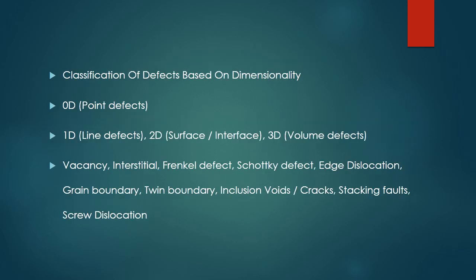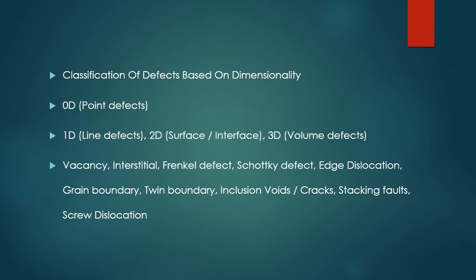These defects are classified in terms of dimensionality. First one is zero dimensional defects, termed as point defects. The next one is one dimensional line defects, two dimensional surface and interface defects, and in 3D, volume defects. So the general classifications are vacancy, interstitial, Frenkel, Schottky, edge dislocations, grain and twin boundaries, inclusions, voids, cracks, stacking faults, and dislocations like screw.